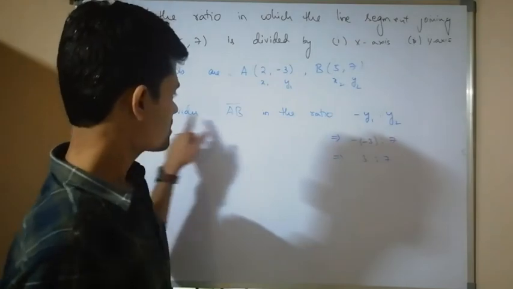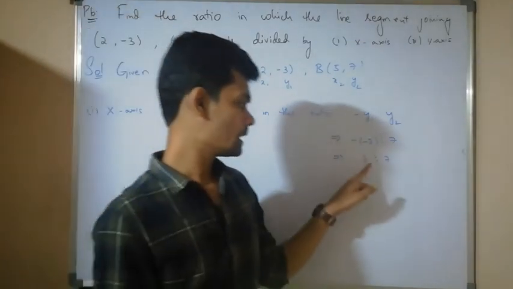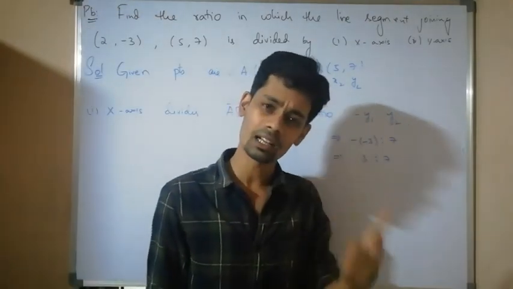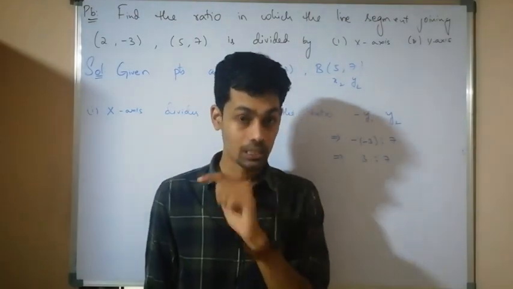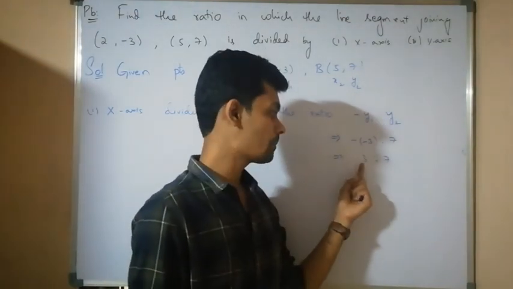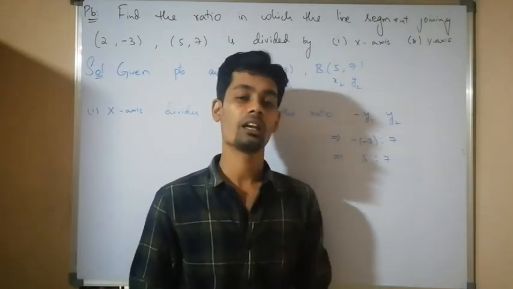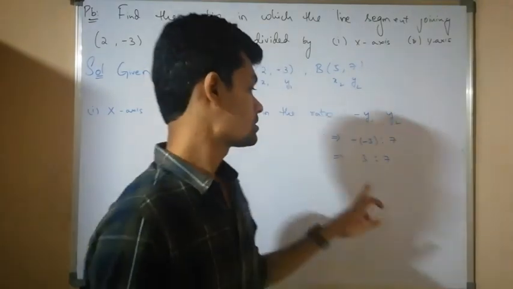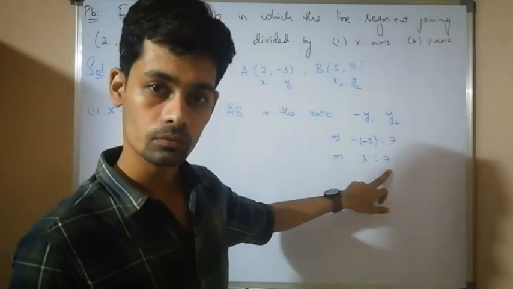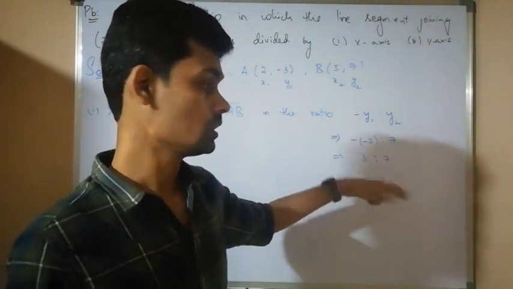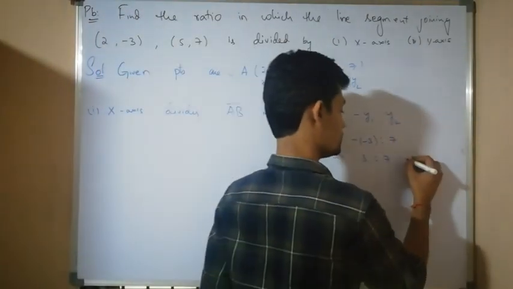Does the x-axis divide the line segment AB in the ratio 3 is to 7 internally or externally? This one we can say just by multiplying 3 into 7. If it is positive, then it is internally. If it is negative, externally. Since both are positive, the product is positive. Therefore, it is internally.